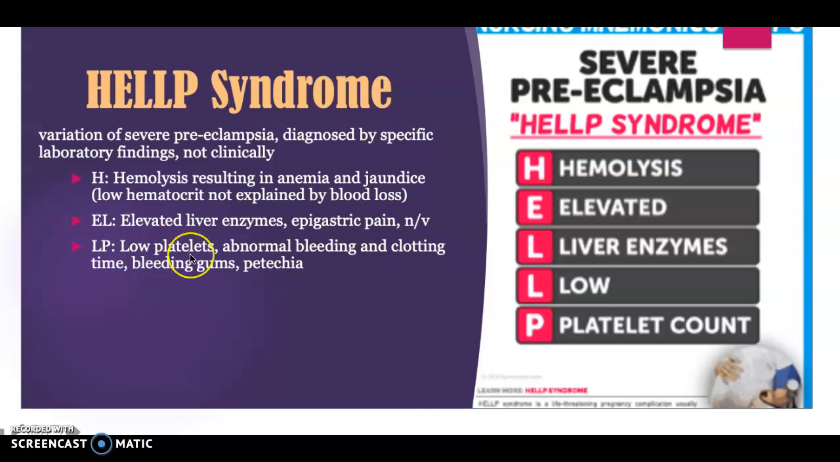So we know with low platelets, you're going to have abnormal bleeding, abnormal clotting times. So you're going to see things like bleeding gums and petechiae, however you pronounce that. And those three things, if you see those, you usually see those come in through the ER, and you know that that woman, it's a medical emergency.